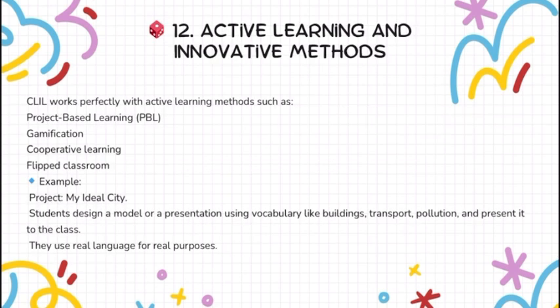12. Active learning and innovative methods. CLIL works perfectly with active learning methods such as project-based learning, PBL, gamification, cooperative learning, and flipped classroom. Example project: My Ideal City. Students design a model or a presentation using vocabulary like building, transport, pollution, and present to the class. They use real language for a real purpose.